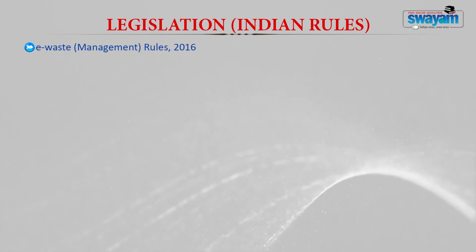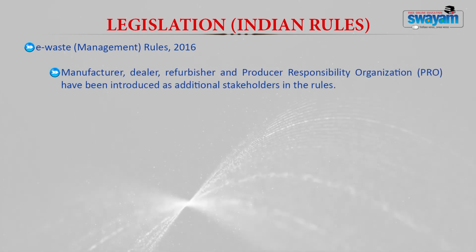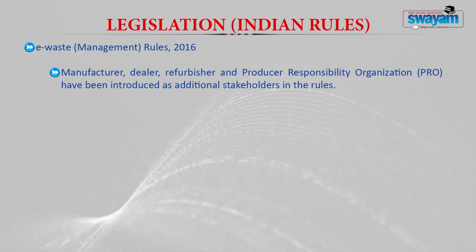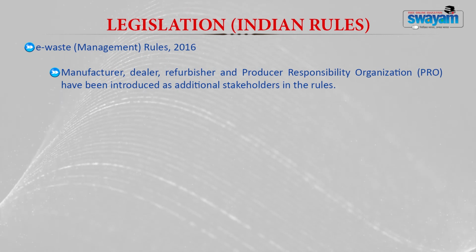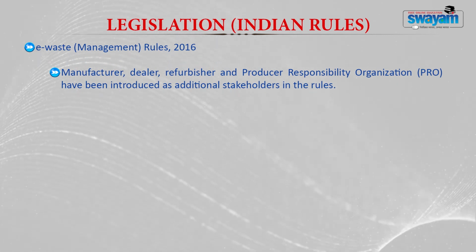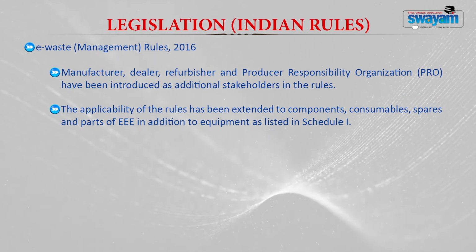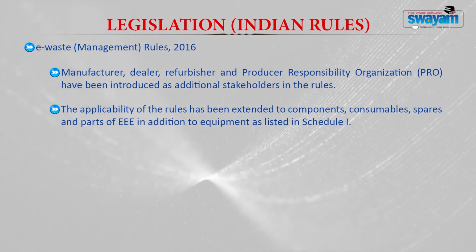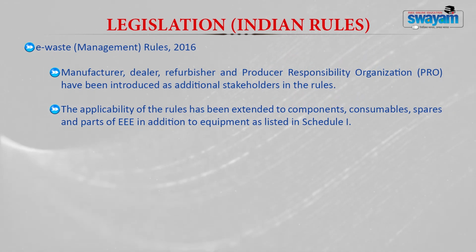Likewise, the e-waste management rule 2016 talks about the involvement of manufacturer, dealer, refurbisher and Producer Responsibility Organization, the PRO, to be introduced as an additional stakeholder in the rule. Also, the applicability of the rules have been extended to the components, consumable, spares and parts of EEE in addition to the equipments which are listed in the Schedule 1.